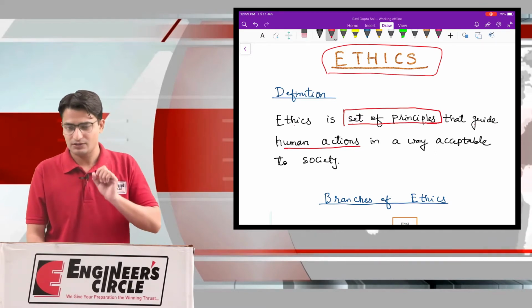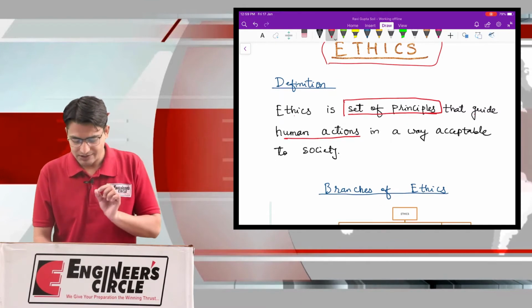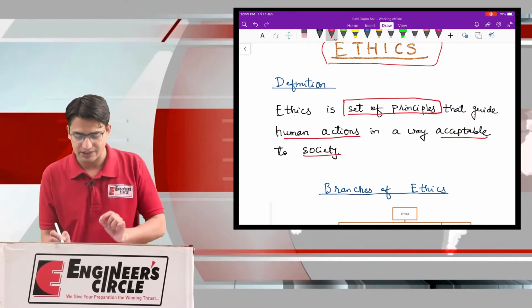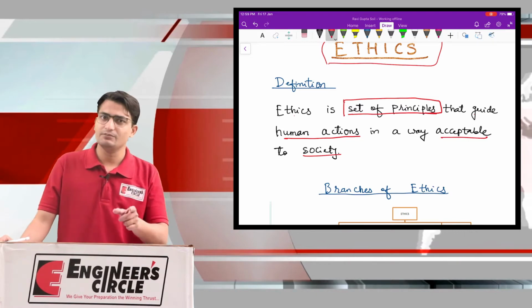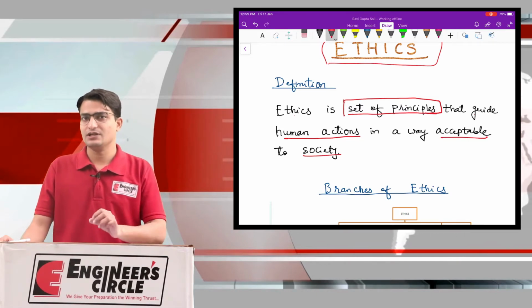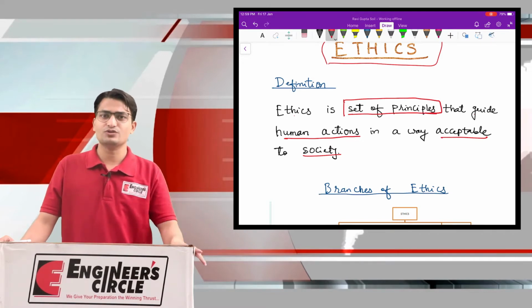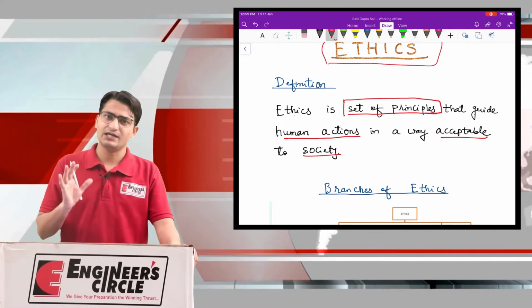Further, the next important part is that the actions must be acceptable to society. Okay. It implies that ethics helps me in guiding my action so that my actions become acceptable to society. This is what is meant by ethics.